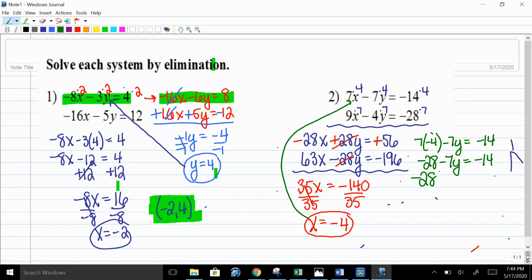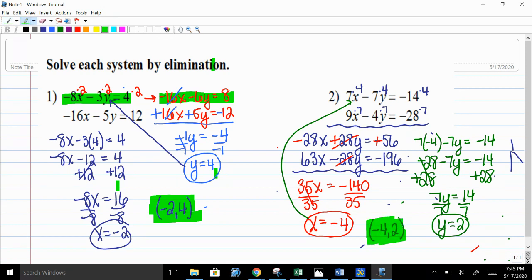Add 28 to each side. Those will cancel out. Add 28 to the other side. I'm just solving an equation. 7y is equal to 14. Divide both sides by 7, and we get y is equal to 2. So your final answer here is x is equal to negative 4, y is equal to positive 2.